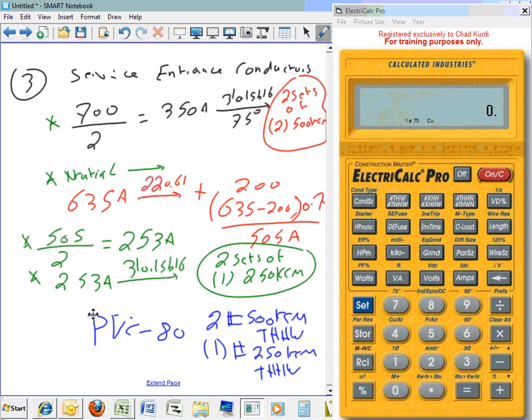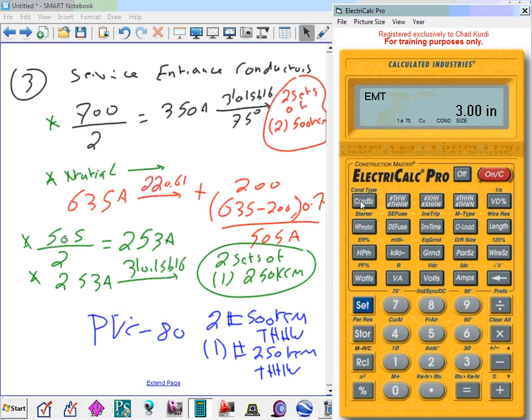Cool? All right, so first thing we need to do, guys, if you have the guide in the back of your calculator, really cool, because it has it on page 55, or you can follow with me. The first thing I want to make sure of is what conduit do I have? If you look at the conduit, I have EMT. So I want to go change the conduit into PVC before I do anything.